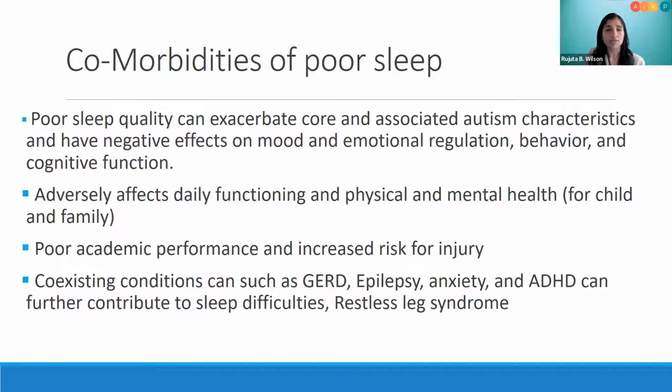It also causes risk for poor academic performance, and increased risk for injuries the next day because of poor sleep and being drowsy. And we'll talk about this a little bit more, coexisting conditions like reflux, epilepsy, which we commonly see in autism, anxiety, and ADHD can often further contribute to sleep difficulties. Another area is restless leg syndrome, which I'm not going to get into in depth here, but I'm happy to answer some questions. It's something that we may want to screen for as well. But in general, other diagnoses can also contribute to poor sleep.